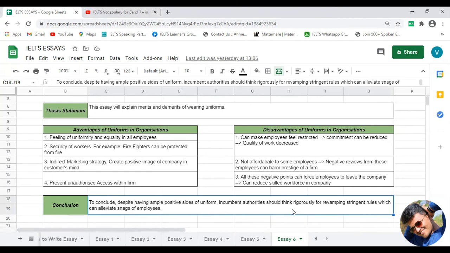It means if there are some problems for the employees to follow that rigid policy of wearing a uniform, then the authorities have to make some flexible policies in which their work will also be done, and there will be less problem from the perspective of employees also. So this is what the conclusion is for this particular statement. I hope you understand all these points, and you like the entire essay that we have seen.